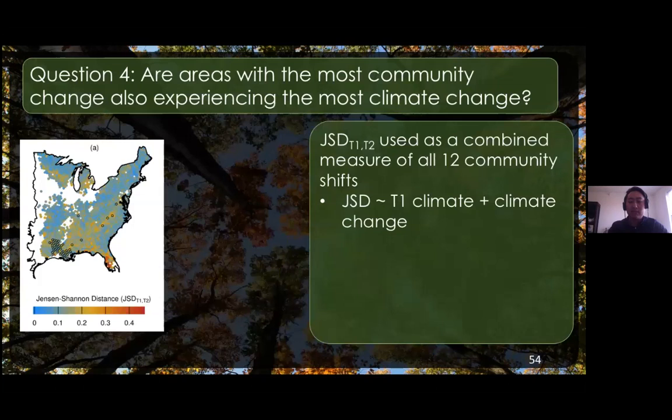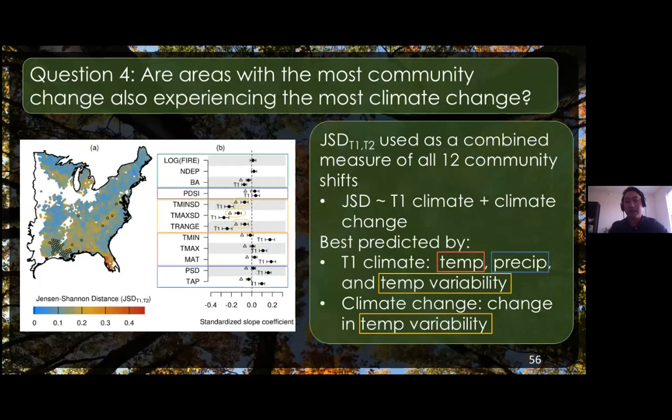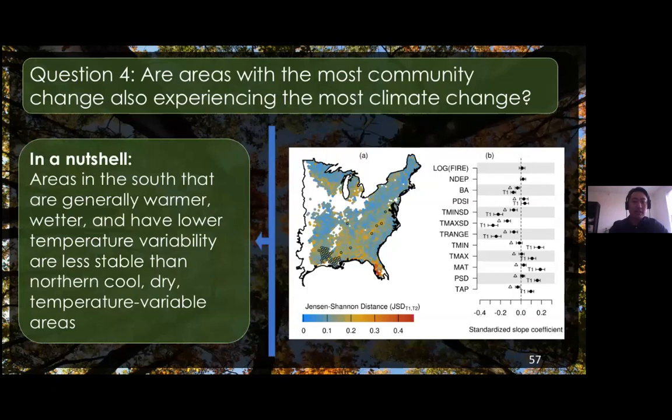using a generalized linear mixed effects model. And what we found is that JSD was best predicted by T1 climate. Areas that were warmer and wetter and had lower temperature variability tended to change more rapidly. However, when we looked at climate change, the only significant variables were related to temperature variability. Areas that became more temperature variable also became stable over time. So again, just to summarize, the areas in the south, especially down in Florida, that are warmer and wetter and have lower temperature variability were generally less stable than their northern, cooler, drier, higher temperature variability counterparts.